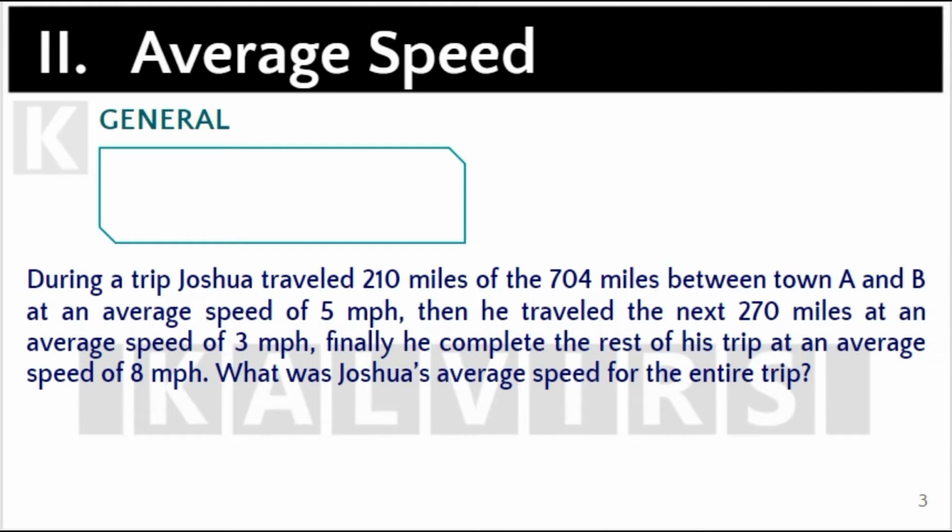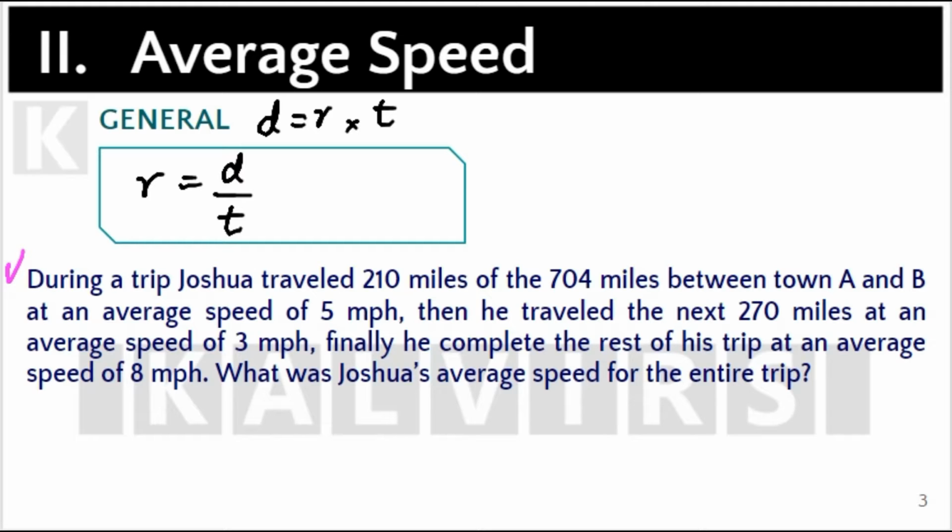To find the average speed of an object, we must rearrange the general formula, distance is rate times time, to the rate. The average speed is equal to the total distance divided by the time. For example, during a trip, Joshua traveled 210 miles of the 704 miles between town A and B at an average speed of 5 miles per hour.